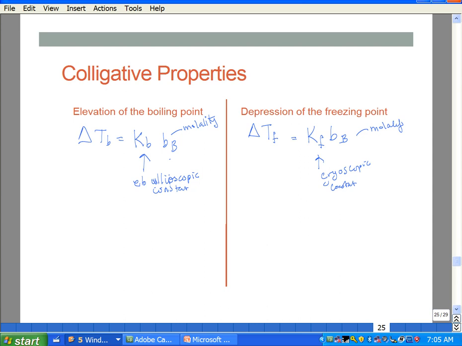So there are several different things that you can determine from these types of equations. You can know what the solution molality is after you observe a temperature increase or decrease from the presence of that solute in solution. Or you can determine how much temperature increase or decrease you get from the presence of that solute in solution. So make sure you read your lab before Thursday, because we're going to do a freezing point depression.